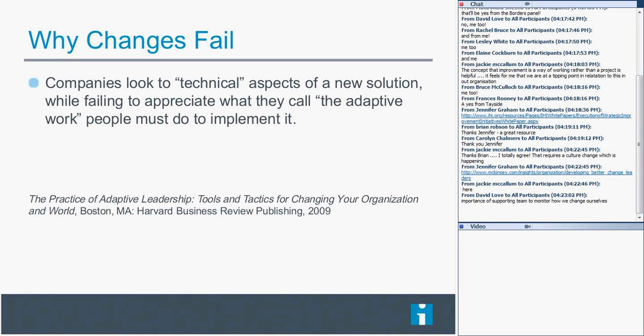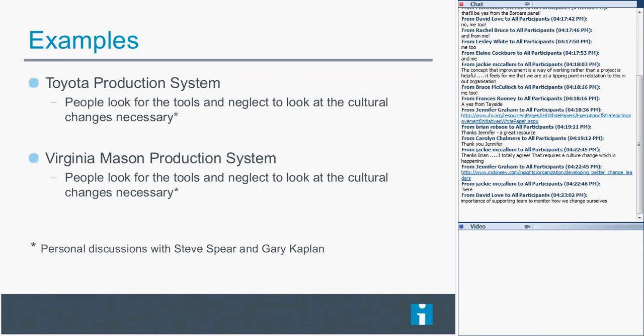The other aspect that's really important is that many companies fail because they look at the technical aspects of change. They're not looking at what the adaptive changes are. So they might say, teach me the model for improvement, teach me how to do measurement, and everything else will change. But what they forget is that change is associated with a lot of cultural and adaptive changes throughout the organization. The two examples I can give you come from two colleagues.